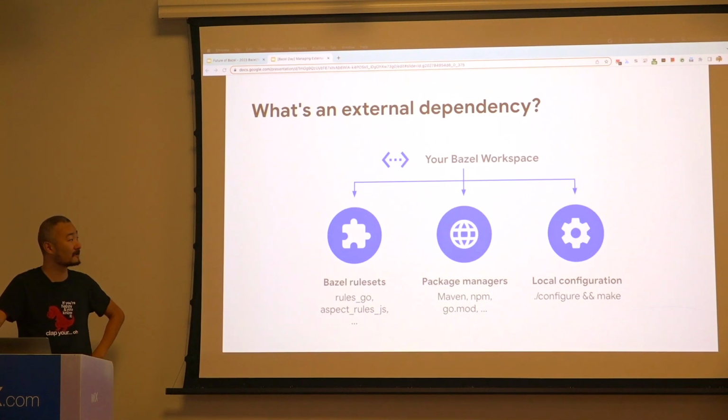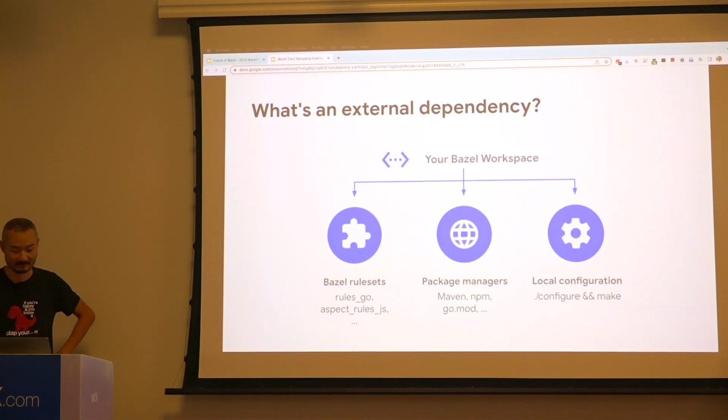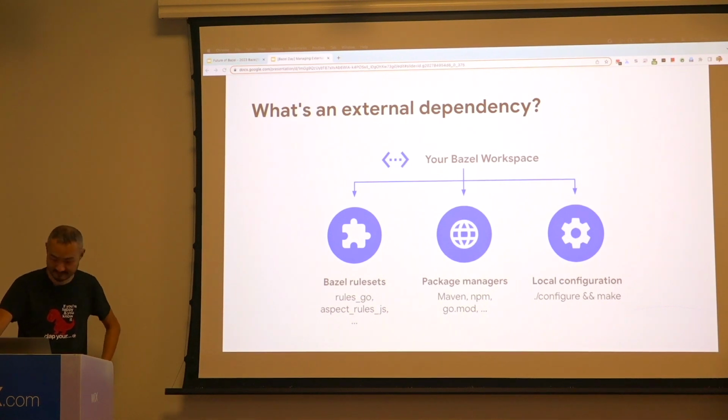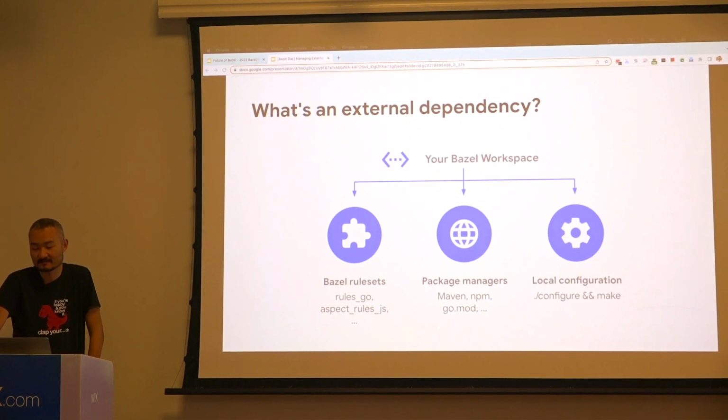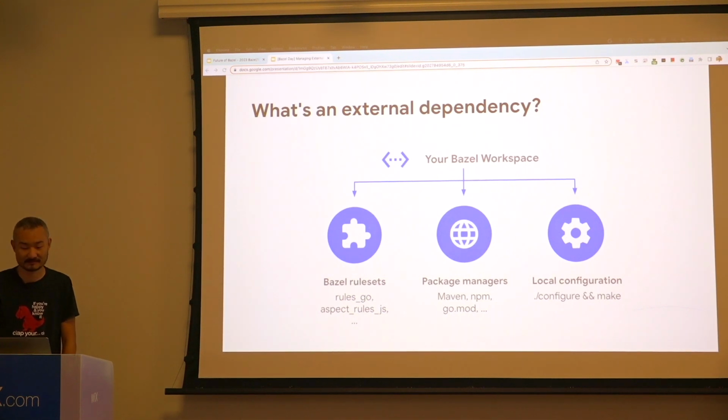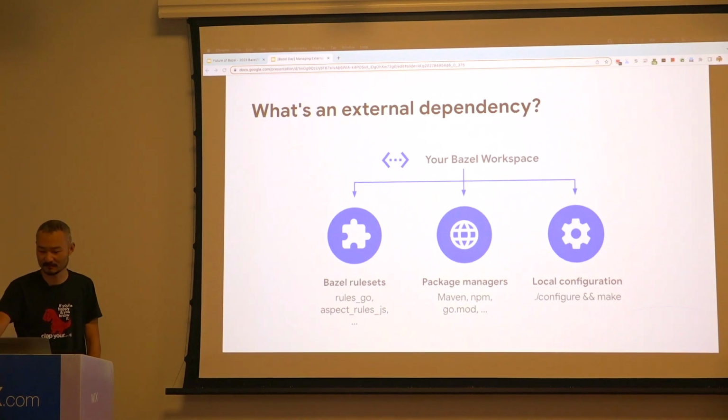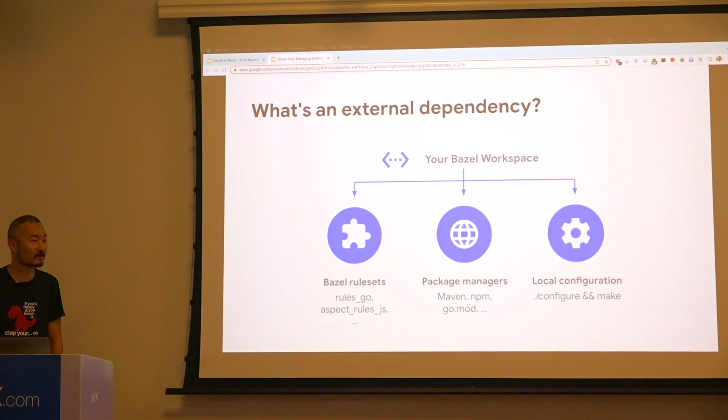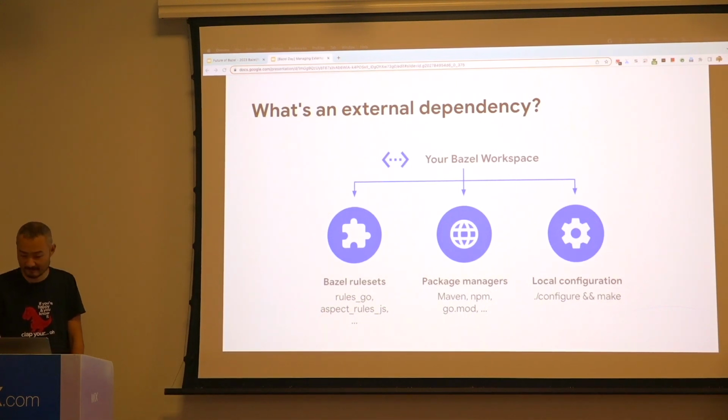Another common form of external dependencies is integration with other package managers from other languages or other systems. If you're coming from an ecosystem where there's already a popular package manager, Bazel allows you to integrate them into your build. This includes things like Maven, NPM, the Go modules, or what have you.